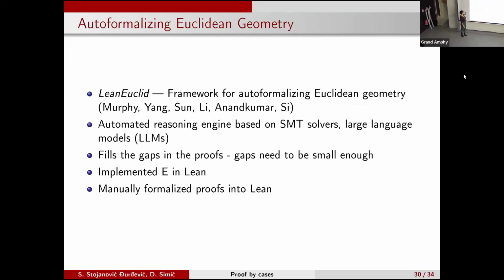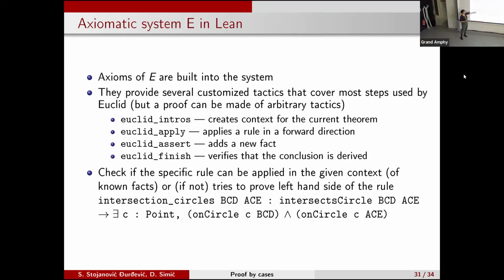We don't have comments. And I have a little time, but I would like to show a paper that was published last year, which is on auto-formalizing Euclidean geometry. And they did something similar. They implemented axiomatic system E in Lean. They manually formalized all the proofs in Lean. But they use several tactics.